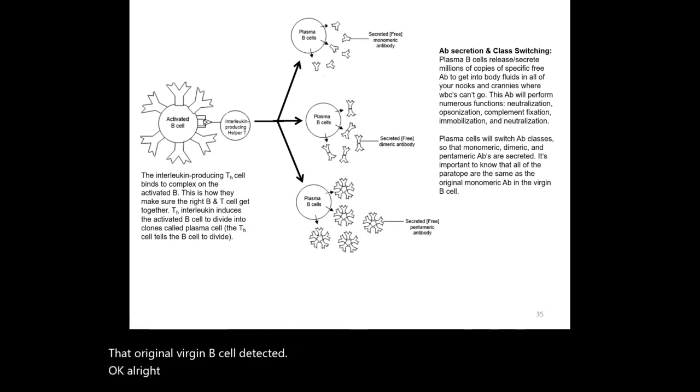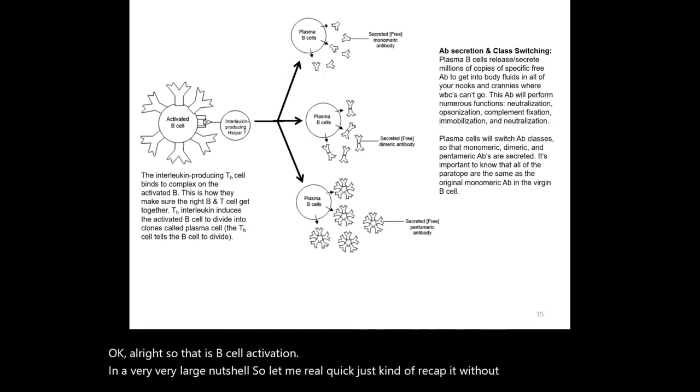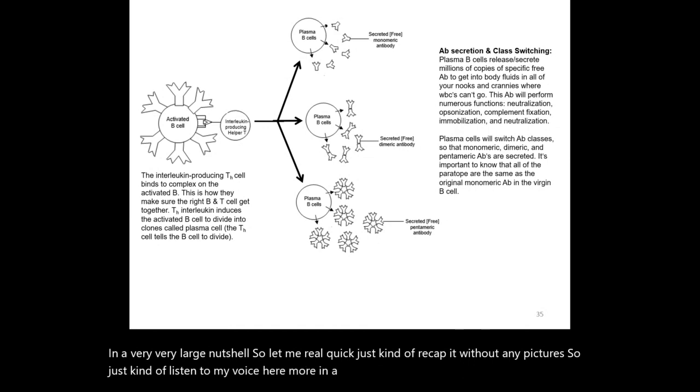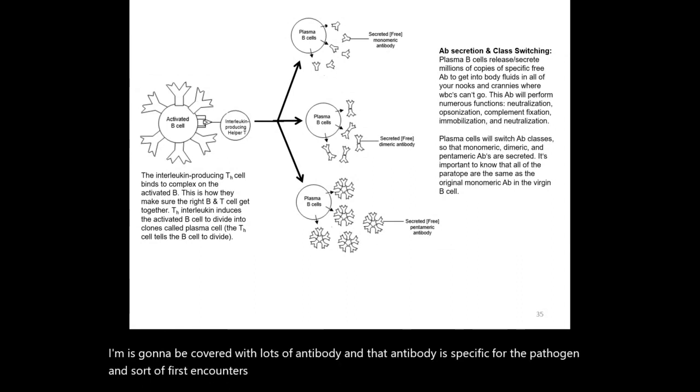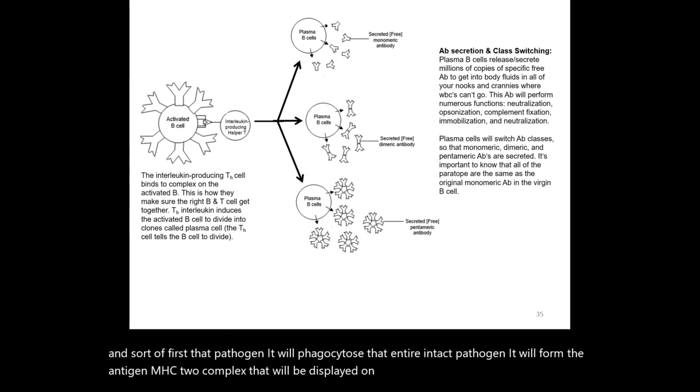All right, so that is B cell activation in a very, very large nutshell. So let me real quick just recap it without any pictures. Just listen to my voice here, more in a stepwise fashion. So an inactive or virgin B cell is going to be covered with lots of antibody. And that antibody is specific for a pathogen. And so when it first encounters that pathogen, it will phagocytose that entire intact pathogen. It will form the antigen MHC2 complex that will be displayed on the surface of that B cell.